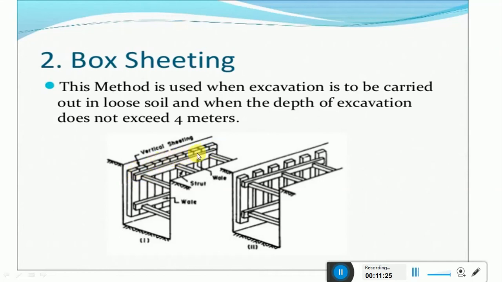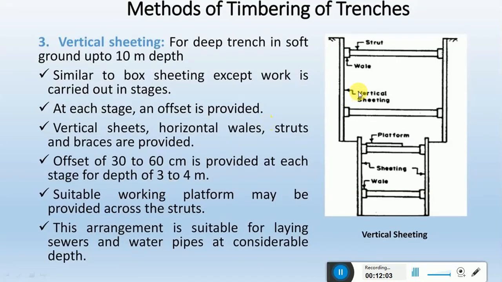You can see here vertical sheeting. This can be made of wood sometimes, or nowadays we have steel or alloy kind of sheeting material available. This is called a strut, and this is called a wale. The horizontal support provided for this vertical sheeting is called a wale, and the member perpendicular to this vertical sheeting is called a strut. So this is called vertical sheeting.